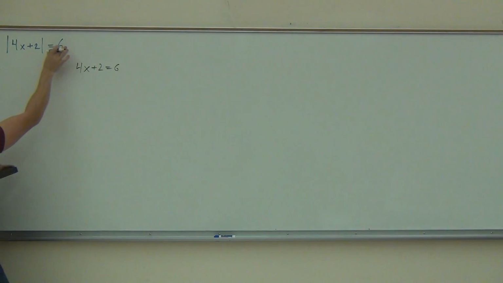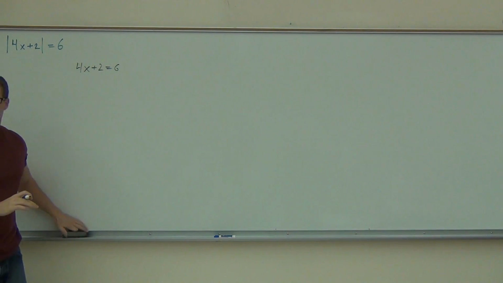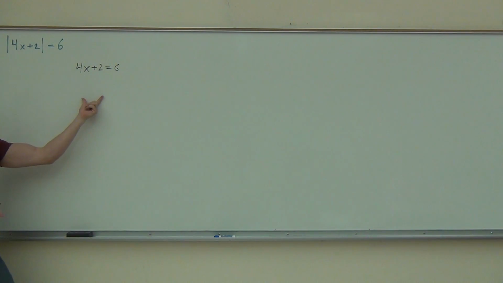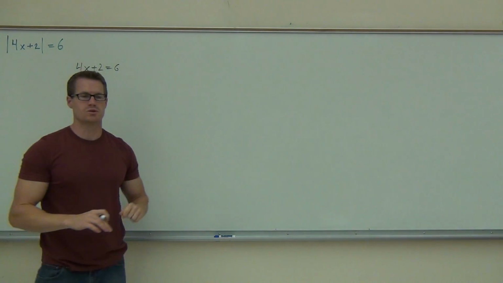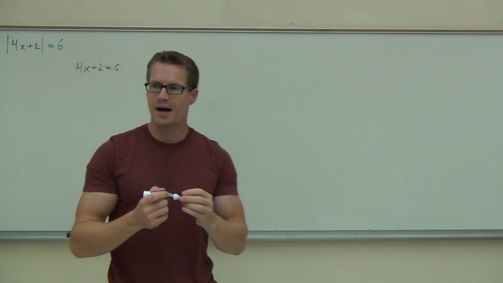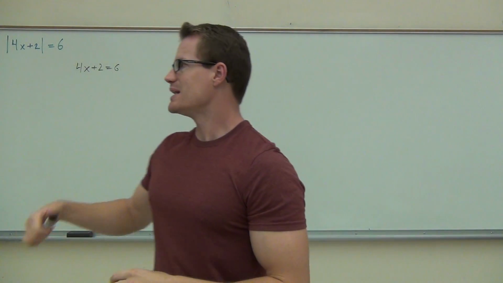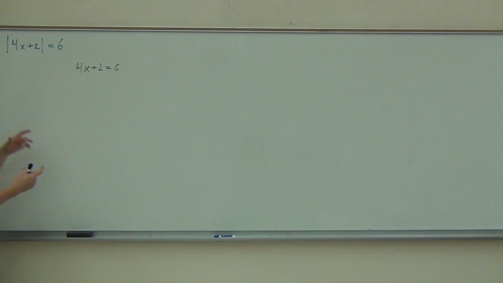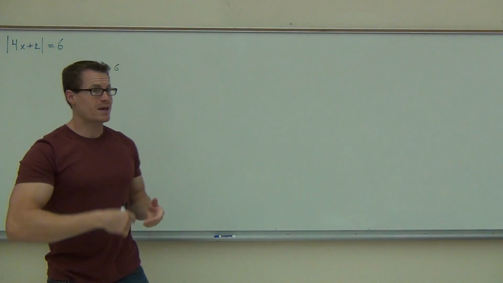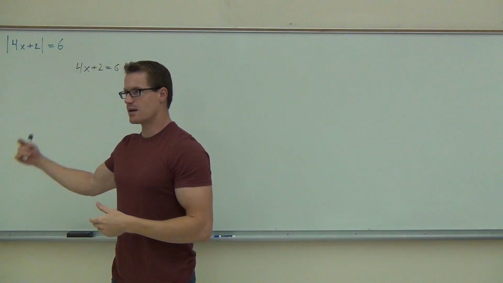If the inside part equals this number, that's going to give us one solution, because if this equals positive 6, absolute value will keep positive 6, positive 6. That will be a solution. However, what we also know about absolute value is that it will make any negative number positive. So the other option we have here is if this inside part happens to be negative 6, that absolute value will take that negative 6, it will make it positive 6, and that will be another solution to this problem.